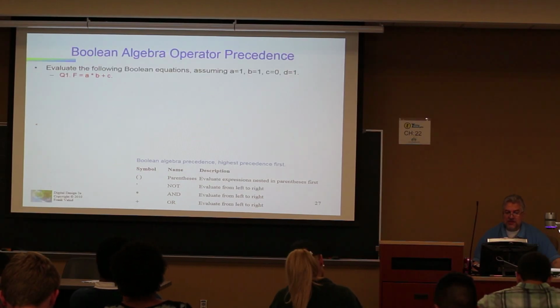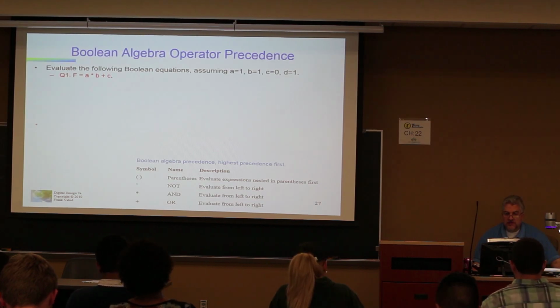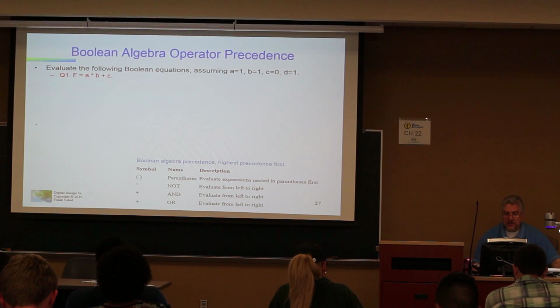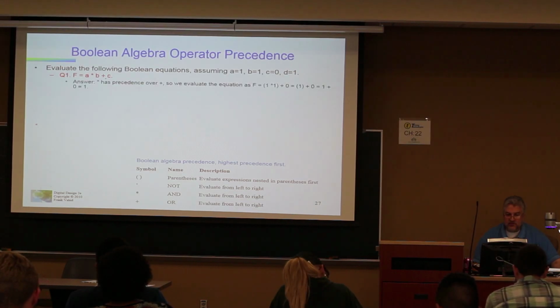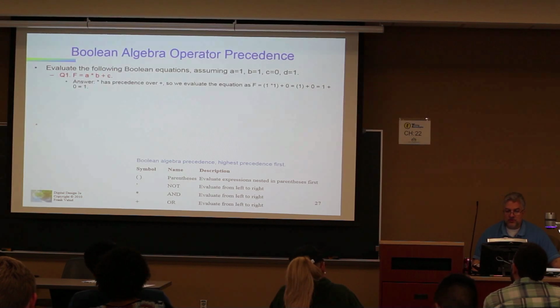So A and B or C means that first we do A and B, left to right, then we OR it with C. So let's take a look at what we have. We only need the situation where A and B is 1. Oh, and we give you the input right here. A, B is 1 and C is 0. So first we do 1 and 1 is 1, and then we OR it with C. In this case, the answer is going to be 1.